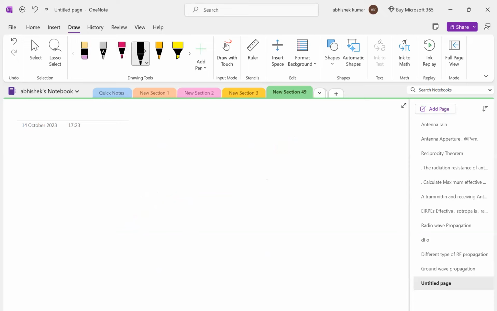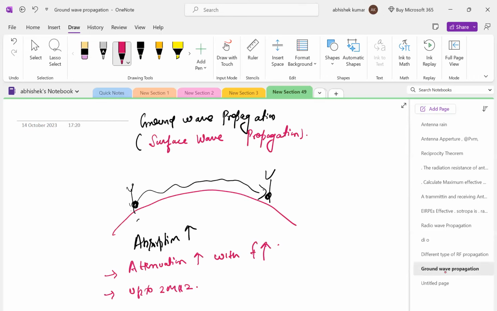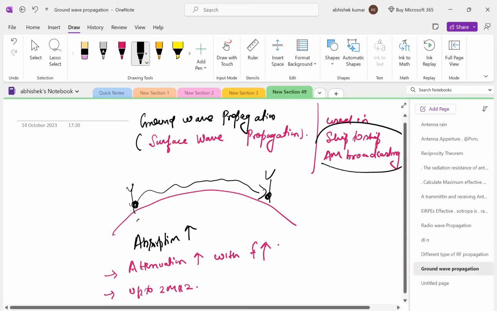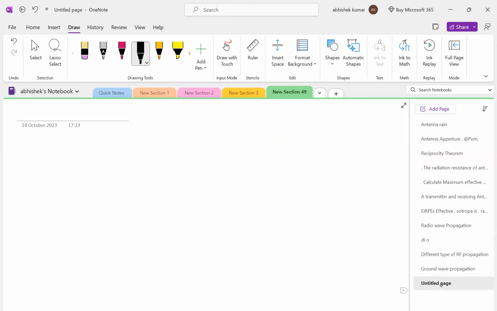Now, I was going to give you a formula for electric field strength, but that's not useful here. The useful thing here is that ground wave is used for ship to ship communication and AM broadcasting.